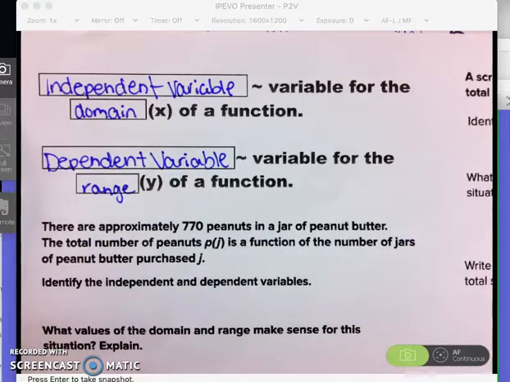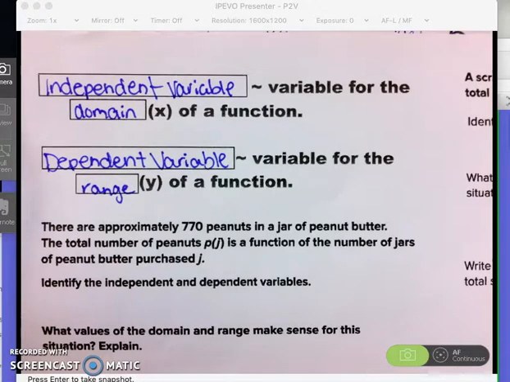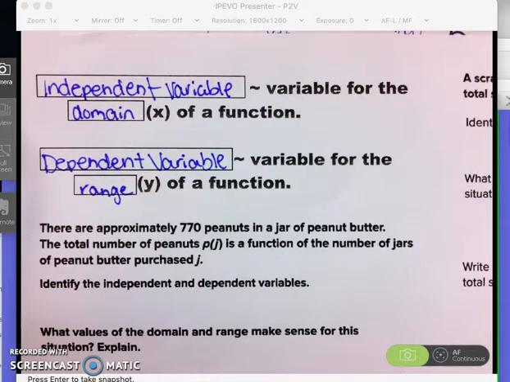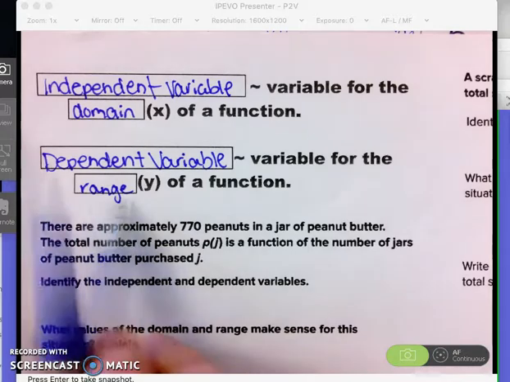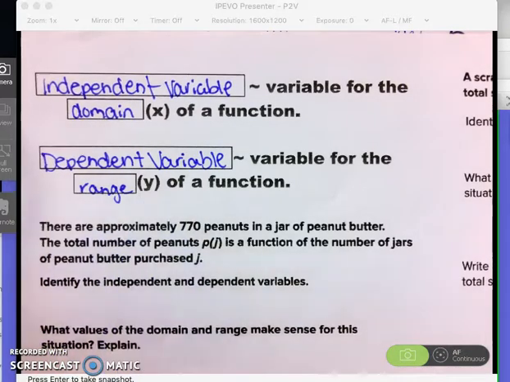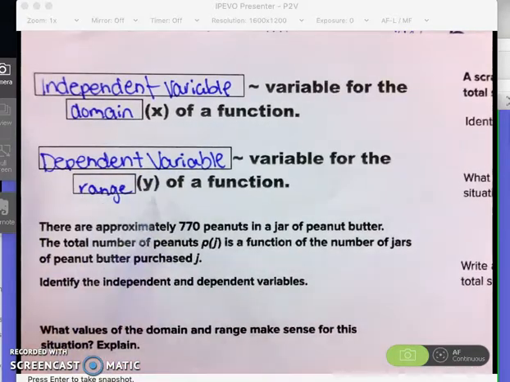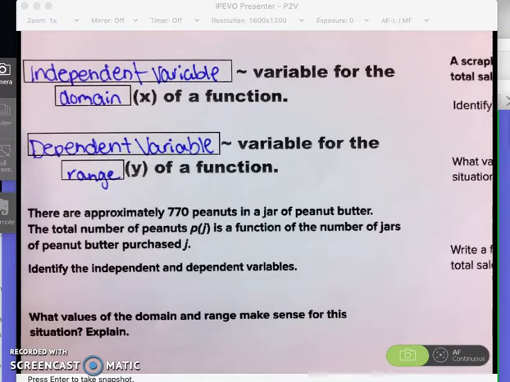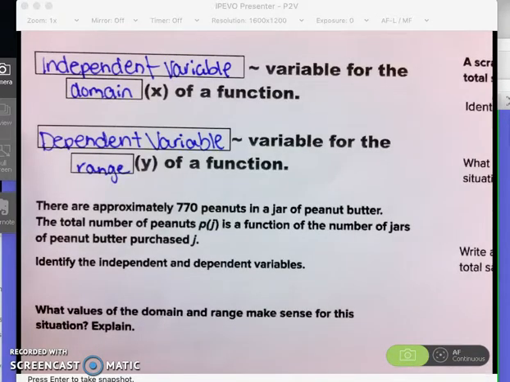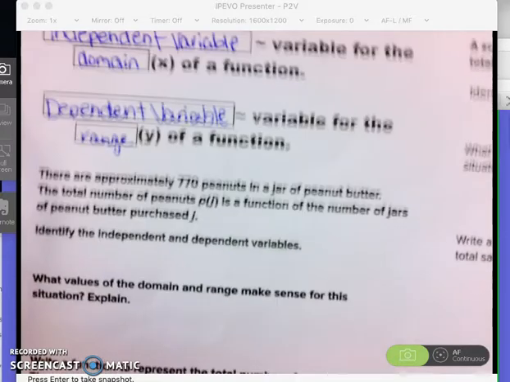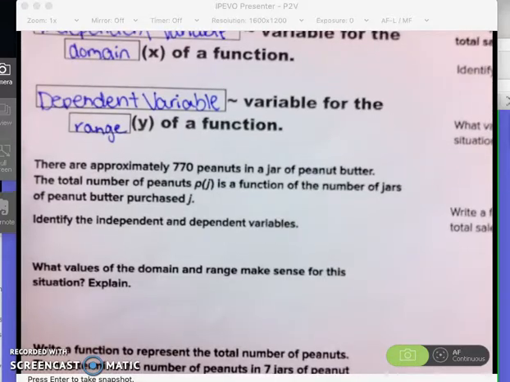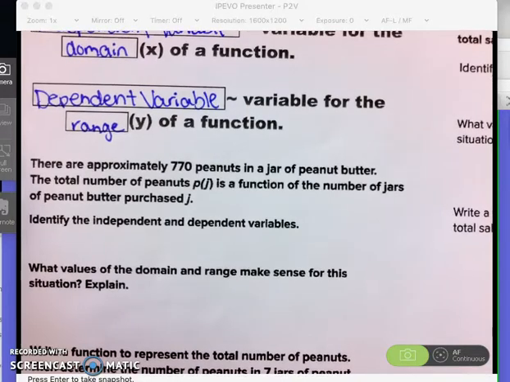Alright, next, the independent variable is the variable for the domain, the x of the function. The domain, remember, is independent, it can stand alone, and then the dependent variable will depend on what you put into your equation and what you get out of it. So it's also going to be the range. The dependent is going to be your y. So independent, x, domain; dependent, range, y. So we're going to identify the independent and dependent variables. But if you tie the domain and the range together with the independent and dependent, it might be a little easier.